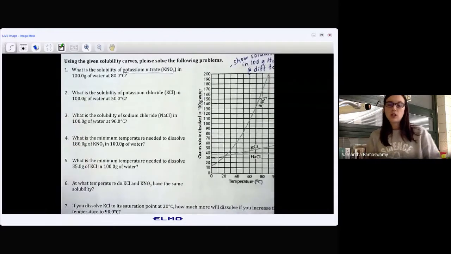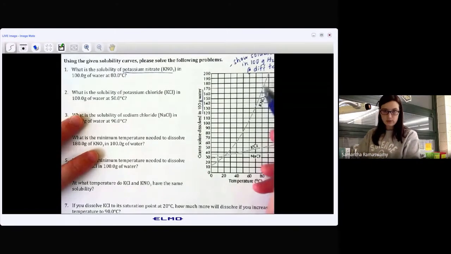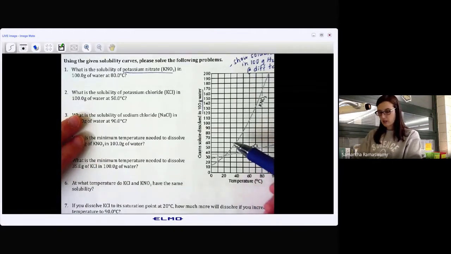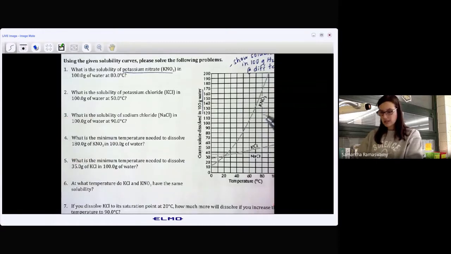So when we're looking at solubility, we're looking at how much can be dissolved. We look at the line itself. Each of these lines represents a saturated solution of that solid. So it's exactly how much can be dissolved.